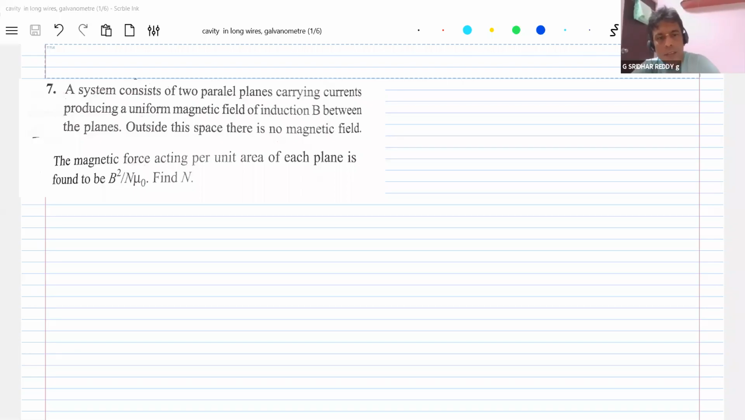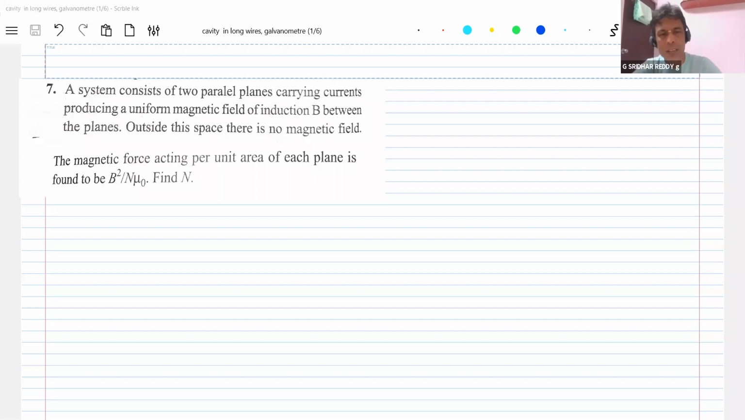Today we'll discuss a few more problems on the magnetic pressure. Then we'll find out the field in a cavity. Like in gravitation and in electrostatics, we discuss what is the field inside the cavity. So here in a long wire, if a cavity is made, what about the field inside the cavity and external to the long wire with the cavity?